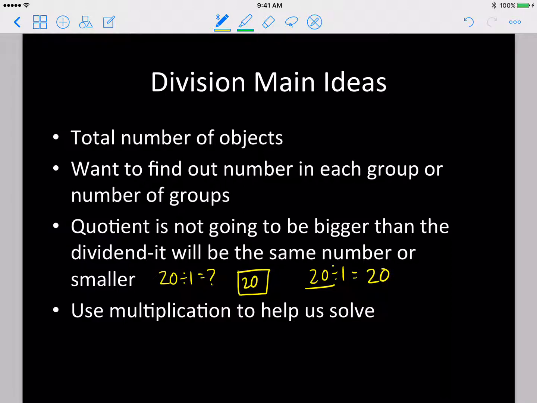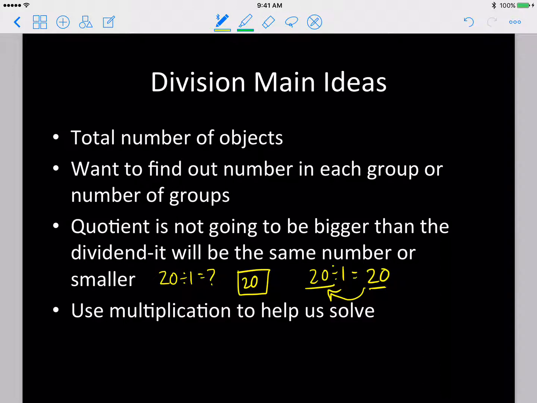But you're never going to have a quotient, which is the answer to a division problem, that's going to be bigger than the dividend right now. In higher math, yes, but not right now. If your quotient is bigger than the dividend, something is wrong. Okay, so just keep that in mind. Right now, anyway. In 3rd, 4th grade math, your dividend is going to be bigger than the quotient.